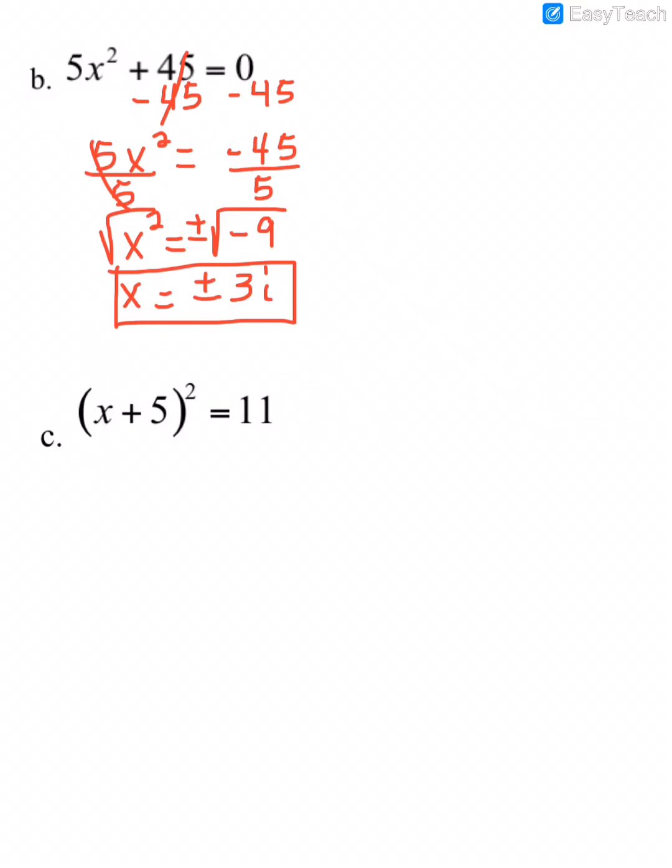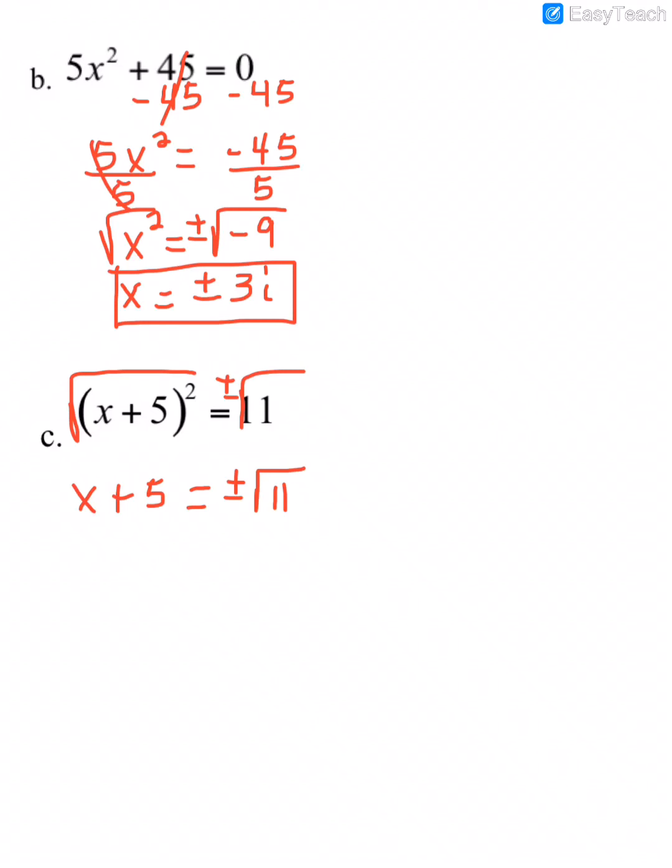Okay, in C, what is being squared? Here, the x plus 5, that whole thing is being squared. And it's already by itself on one side of the equation, so we can go on to the next step, which is to take the square root of both sides. Alright, so take the square root and then plus or minus the square root of 11. So that gives me x plus 5, because the square and square root cancel each other out, equals plus or minus the square root of 11.